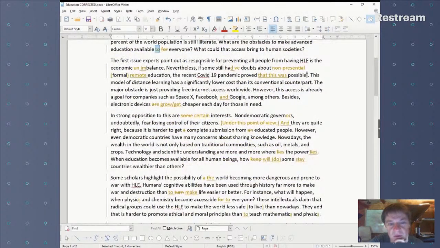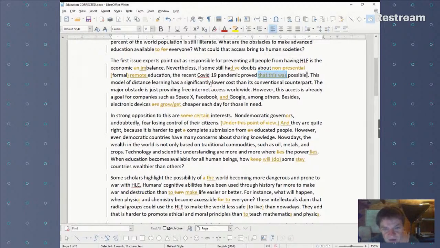The first issue experts point out as responsible for preventing all people from having higher education is the economic imbalance. I think imbalance sounds better as a noun, personally. I know you might find "unbalance" in some dictionaries, but I do prefer imbalance, or disbalance even, but not unbalance personally. They're the two that I hear all the time. Nevertheless, if some still had doubts about formal remote education, or just about remote education, the recent COVID-19 pandemic proved that this was possible. Yeah, I think we do need that. Proved that remote education was possible.